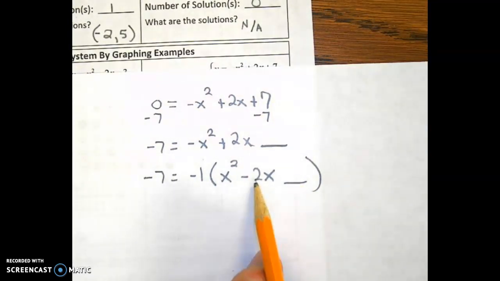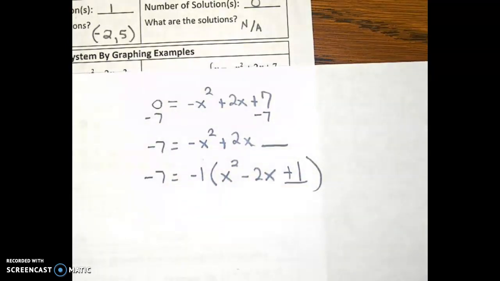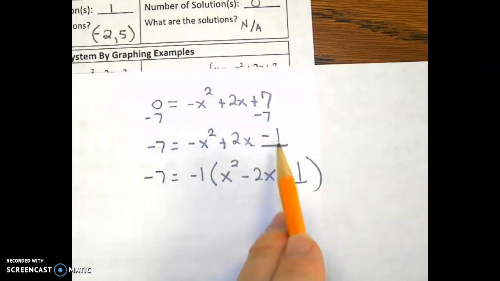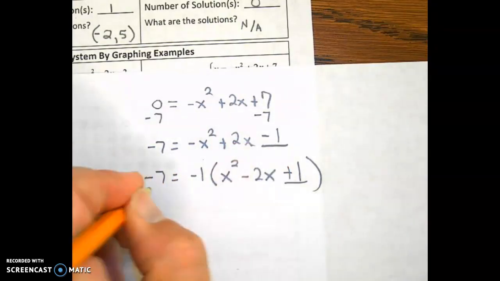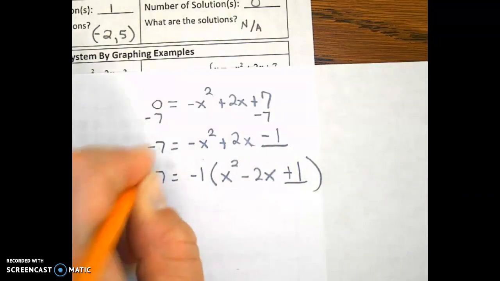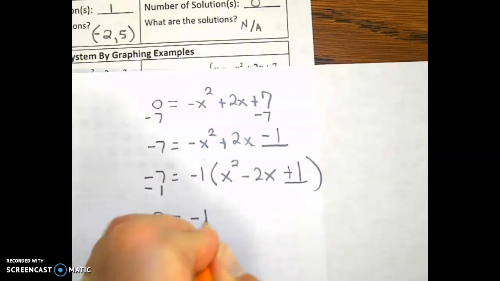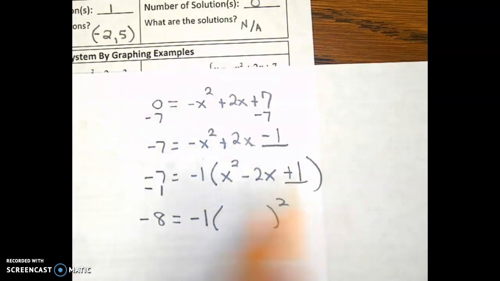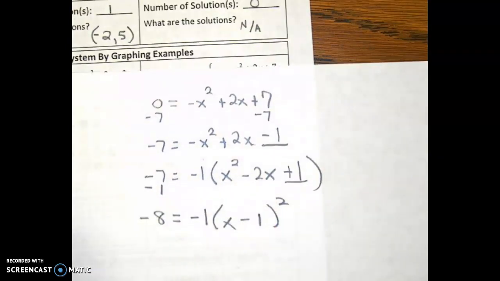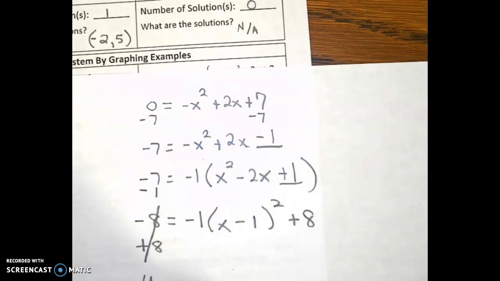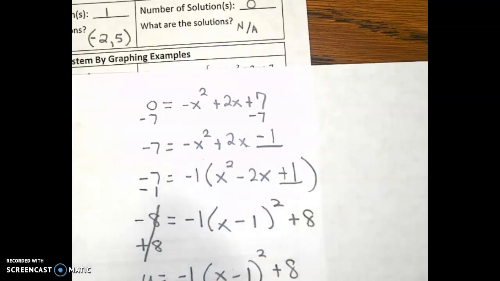So half of negative 2 squared is 1. 1 times negative 1 is negative 1. And if we subtract 1 on the right, we have to subtract 1 on the left. So I'm going to just do that. Doesn't matter, one or the other. Subtract 1 on both sides. Change forms. Since I completed this square, this is going to be x half of b. Then bring that 8 back over. And now we have vertex form. Vertex is 1, 8.